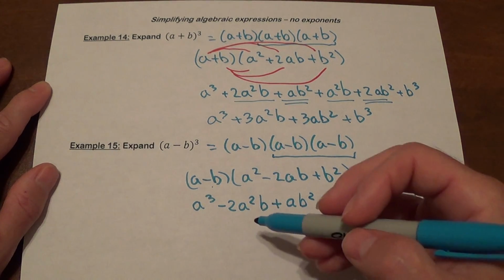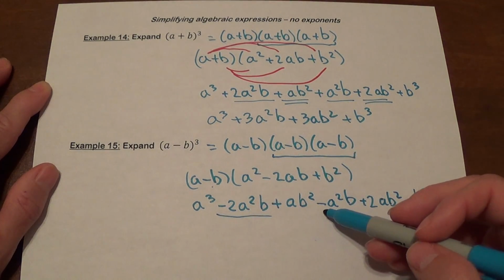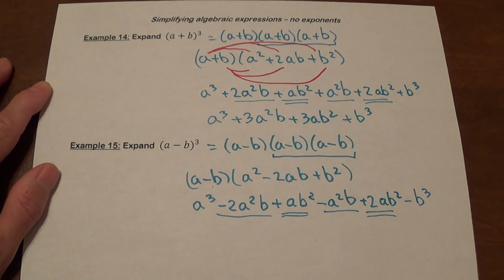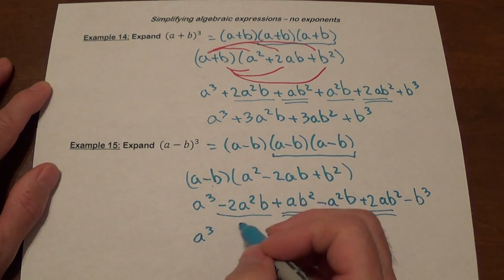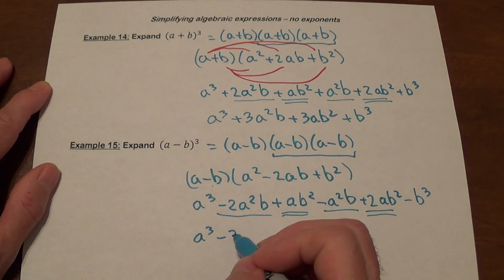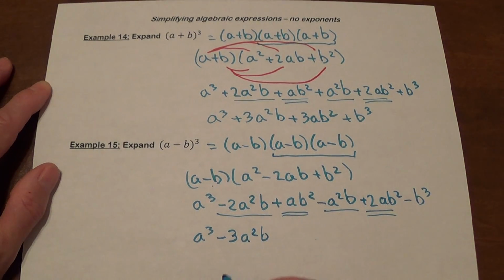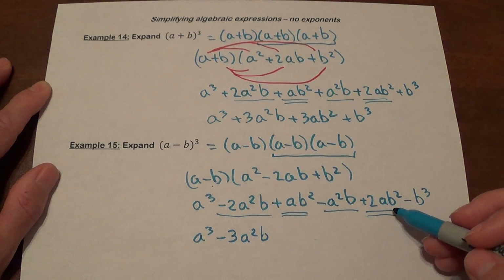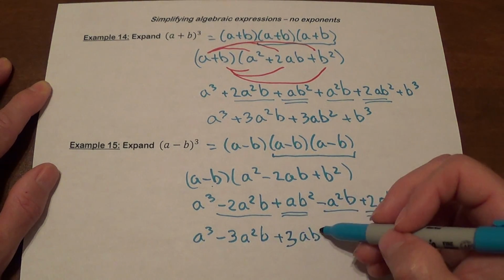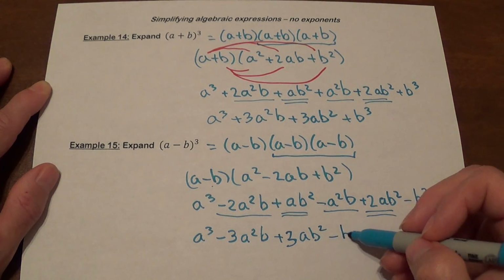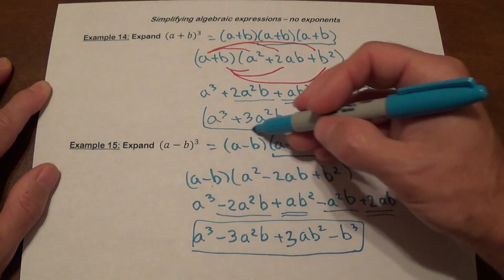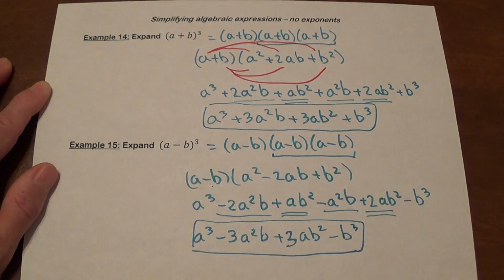Alright. What do we have as far as like terms? We have this term here and this term here, and we have this term here along with that term here. So a cubed, negative 2a squared b minus a squared b is going to give minus 3a squared b. ab squared plus 2ab squared will give us plus 3ab squared. And then we're going to get negative b cubed. This is the answer for this problem. Okay. And this is how it's done.